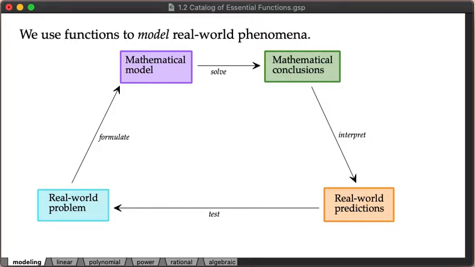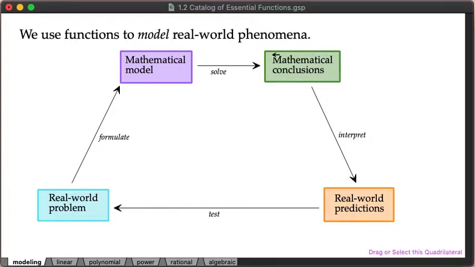A lot of times we have some sort of a real world problem that we are working on, and we model that real world problem with some sort of a mathematical formula. And a lot of times the mathematical formula is not perfect. It has a little bit of error, but it's sort of the best we can do to model it. We work with that mathematical formula and do math on it, and we draw mathematical conclusions, okay?